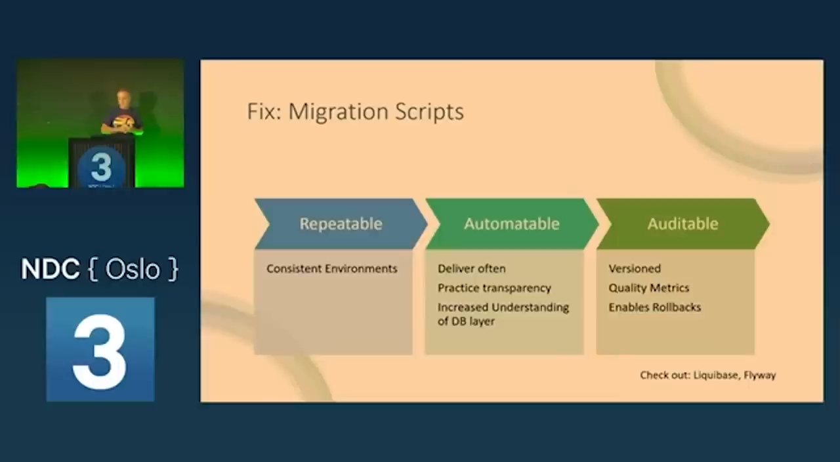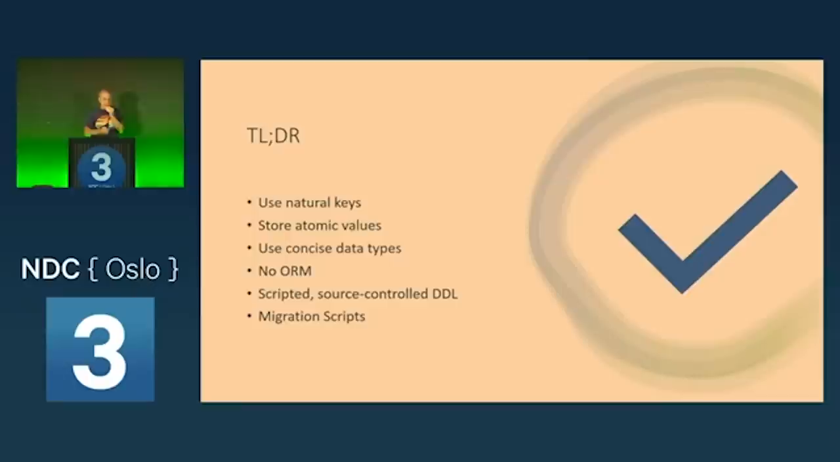And that's about it. So my advice in summary is just use natural keys to the degree possible. Use the database how it was intended to be used, which is store atomic values, normalized to the degree possible. Concise data types for what you're trying to represent, and not wishy-washy things like JSON and XML shoved in a relational database. Come to my Mongo talk later if you want to talk about documents. ORMs, not my favorite at all.